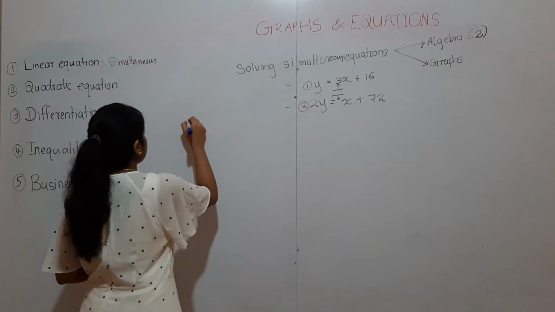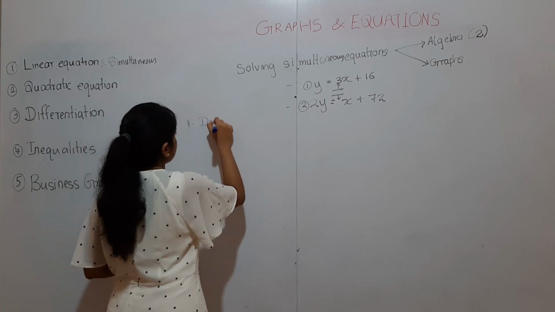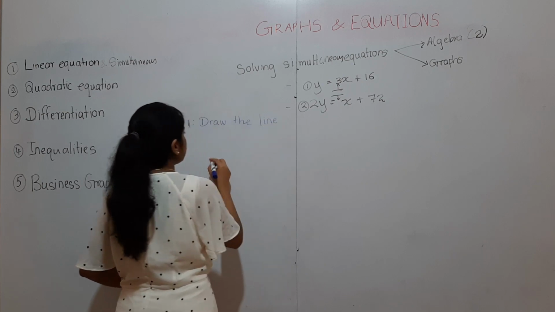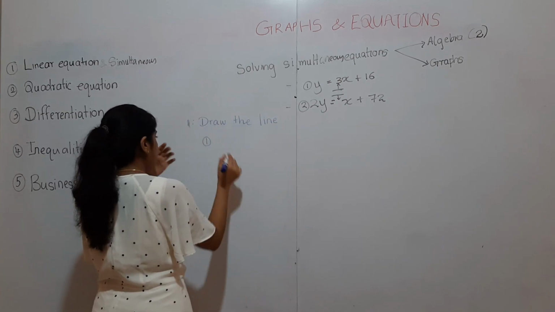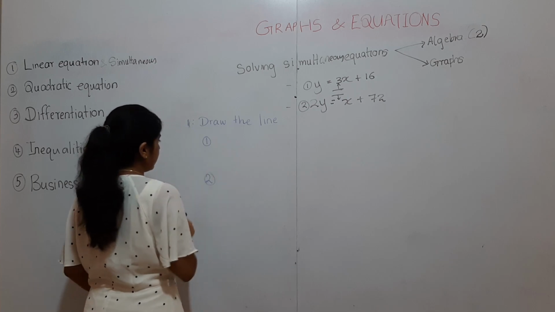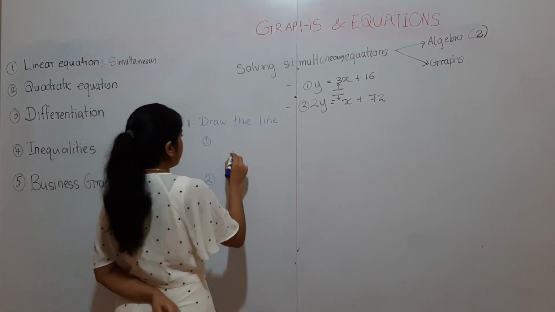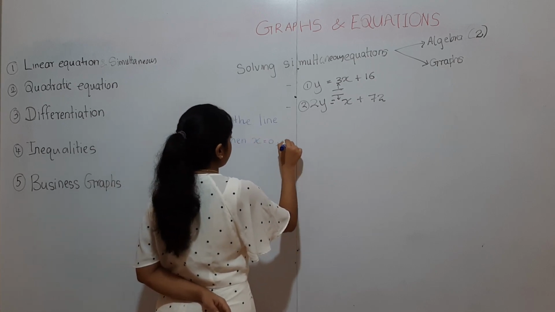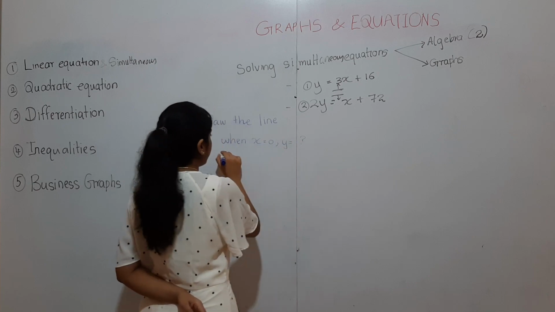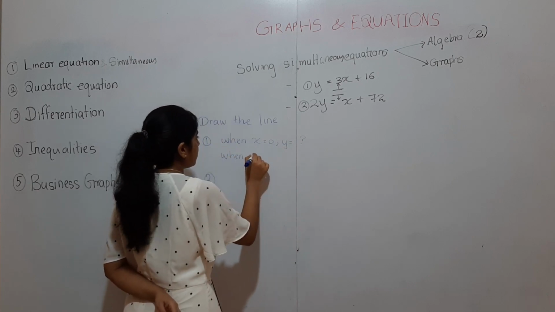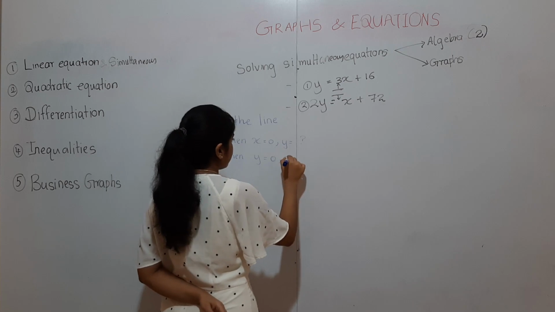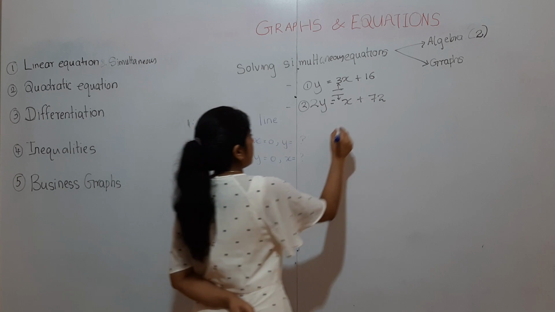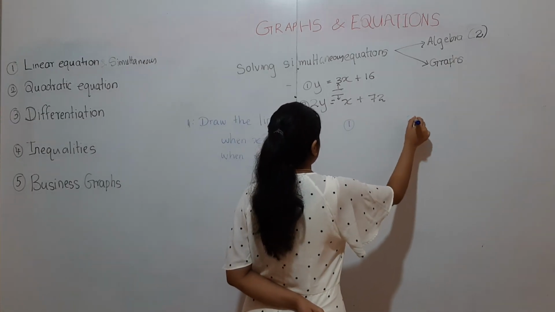Step 1 is to draw the line. In drawing the line, you will first have to find the coordinates for the first equation and coordinates for the second equation. How to find? When x equals 0, what is y? And when y equals 0, what is x? So let me put it 1 and 2.